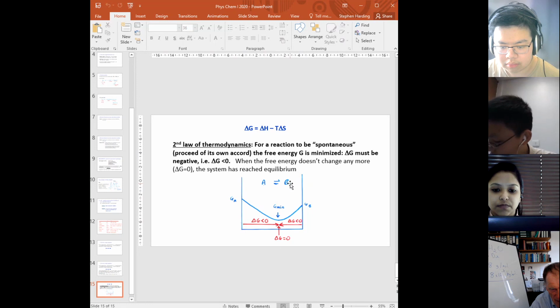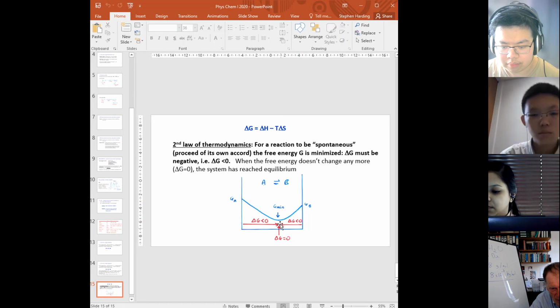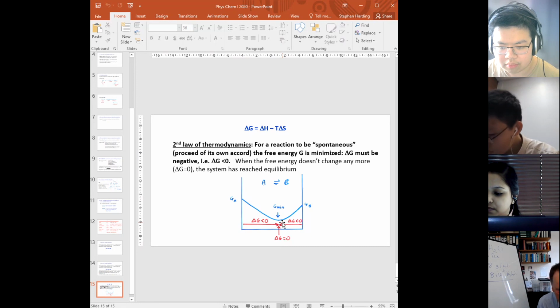So A or B will come to some sort of equilibrium of the two states so that the free energy is minimized. So in this direction, the change in free energy is negative, and in this direction, the change in free energy is also negative until we get to equilibrium. And the condition for equilibrium is that there's no further change in free energy, delta G equals 0.